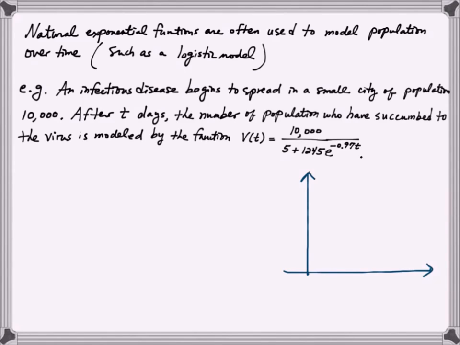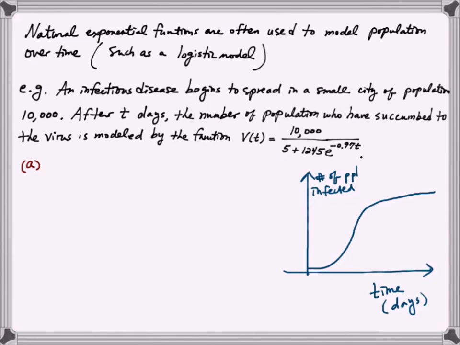If we graph this model, it will look something like this. And the fact that it plateaus in the long run is an indication of a logistic model. We're interested in general, first, for example, how many people were infected initially? How many will be infected after a period of time? And also, how many people would eventually be infected by this virus?